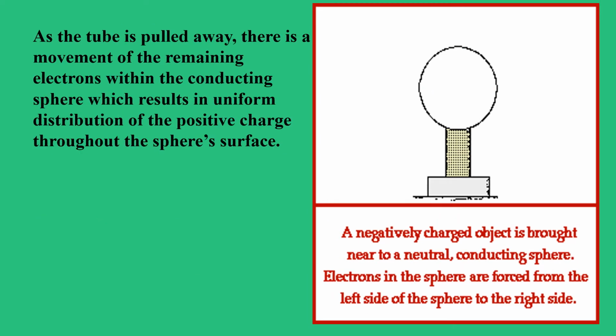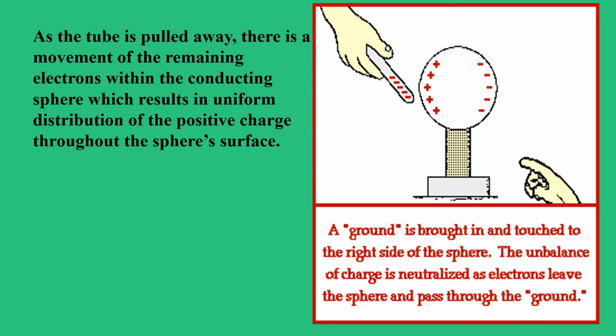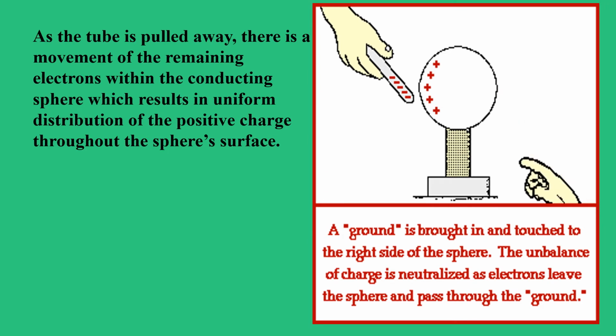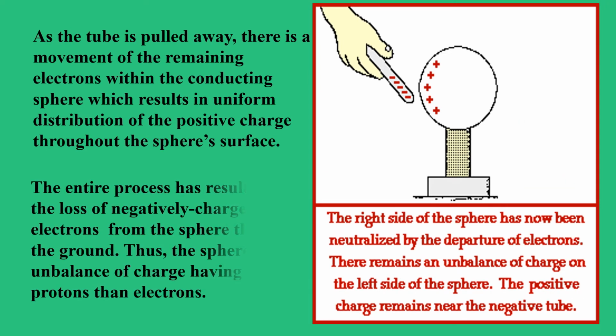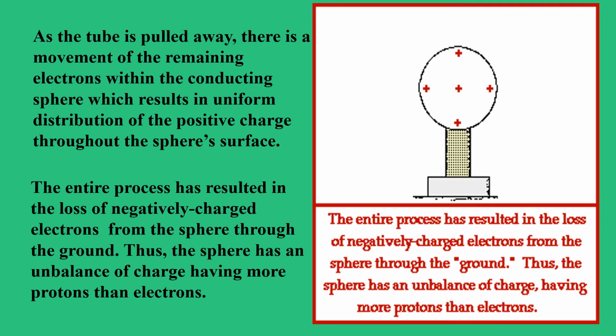As the tube is pulled away, there is a movement of the remaining electrons within the conducting sphere, which results in uniform distribution of the positive charge throughout the sphere's surface. The entire process has resulted in the loss of negatively charged electrons from the sphere to the ground. Thus, the sphere has an unbalance of charge, having more protons than electrons.